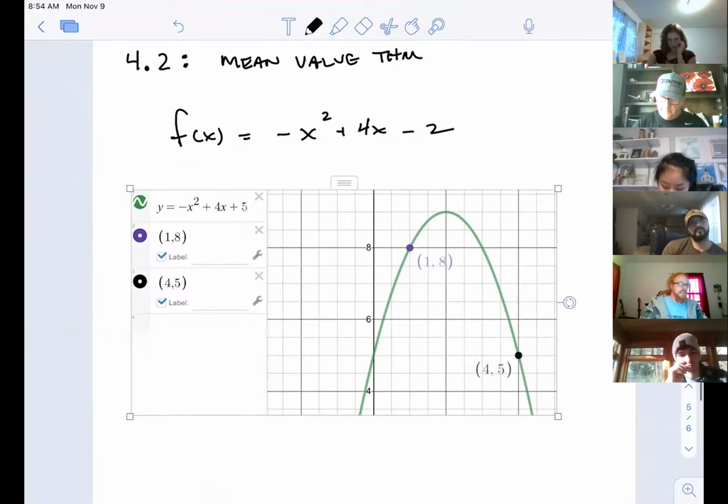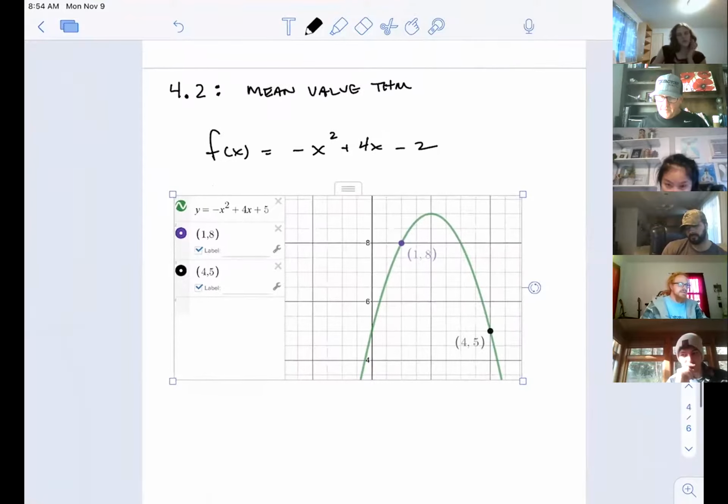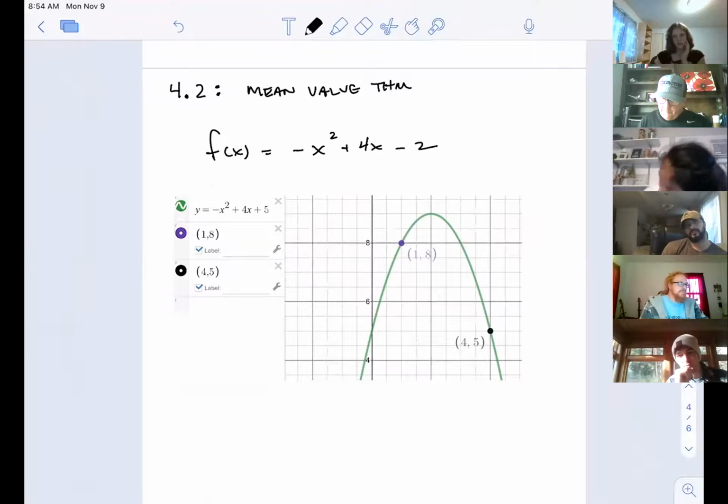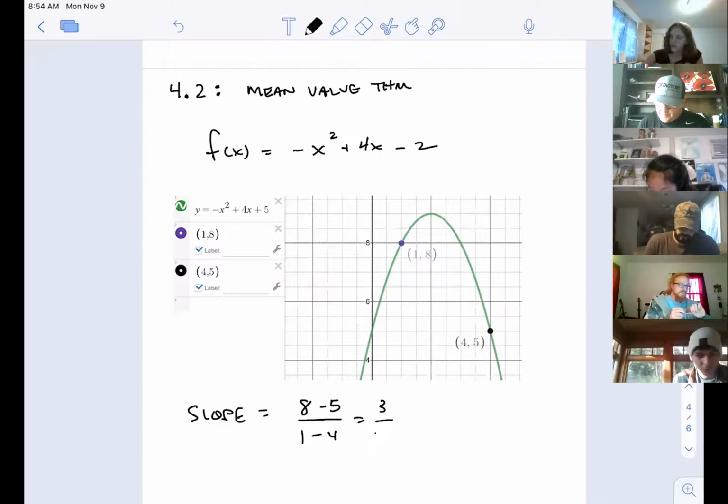The negative 1. That looks right, because you're ultimately taking 8 minus 5. I don't like negative numbers, so I'm going 8 minus 5, which means then I also have to go 1 minus 4. And so I got 3 on top, but negative 3 on the bottom. So I got a slope of -1. That's the average rate of change.